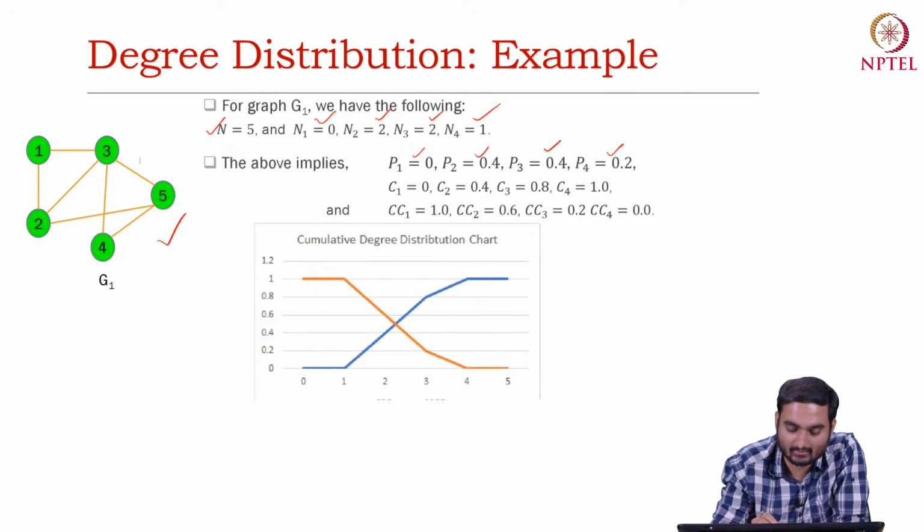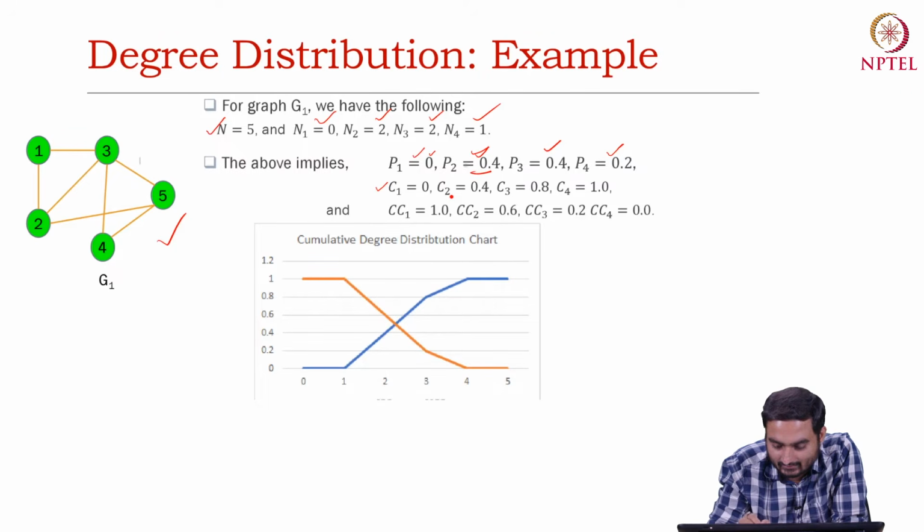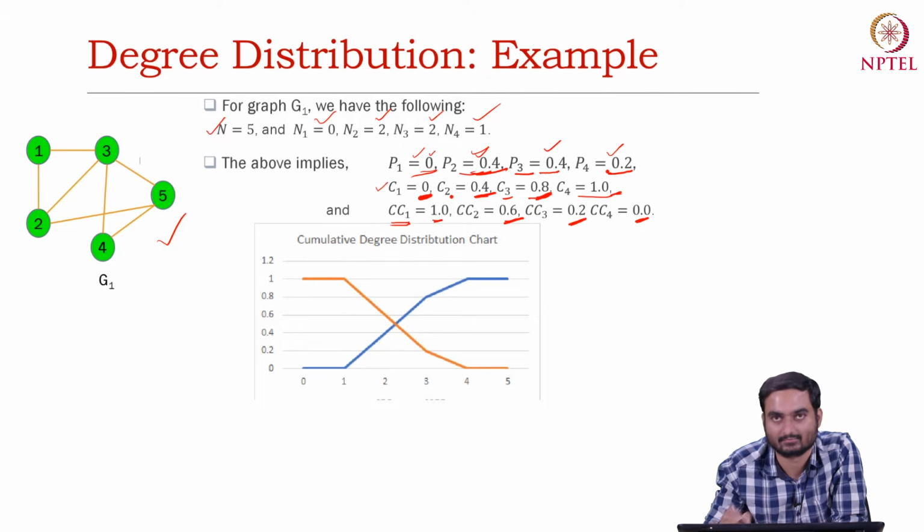So cumulative degree distribution, CDD. So C1 would be 0, C2 would be this plus this, which is 0.4, C3 would be this plus this, I mean P3 plus P2 plus P1, which is 0.8, and C4 would be P4 plus P3 plus P2 plus P1. Of course this would be 1. Similarly, the complementary one would be 1 minus C1, which is 1 minus 0, 1 minus 0.4, 0.6, 1 minus 0.8, 0.2, 1 minus 1, 0.